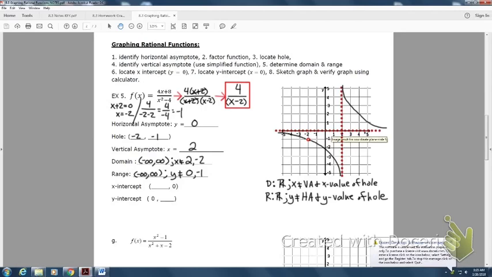Okay, so for my x-intercept, this one should be pretty easy to find, because where is my horizontal asymptote? It's y equals 0, and that is right on top of the x-axis. So is the graph ever going to cross the x-axis? No, okay, good. So on that one there is none.